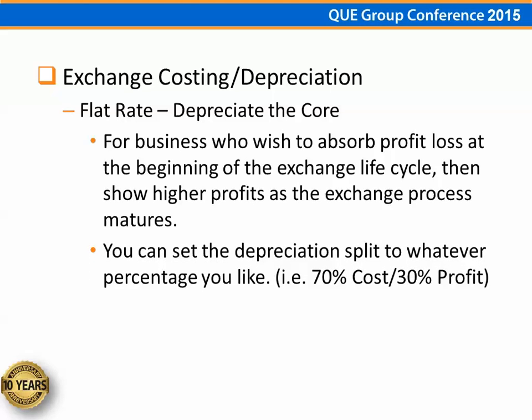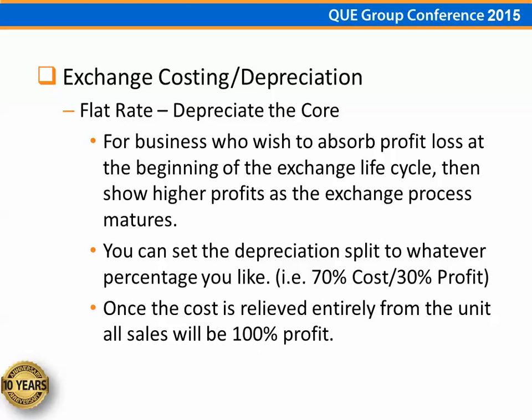And so the system-wide setting, you can set the depreciation split to whatever you like. For example, a 70% cost gives you a 30% profit, and this applies to, then once the cost, in this scenario, once the cost is relieved entirely from the unit, all sales will be 100% profit. So this allows you to adjust and pick what kind of depreciation you want.